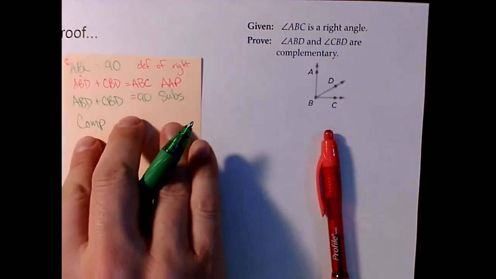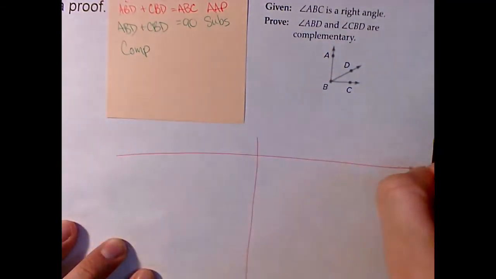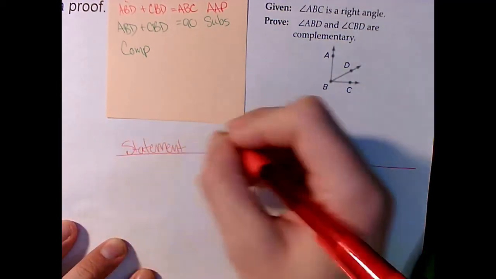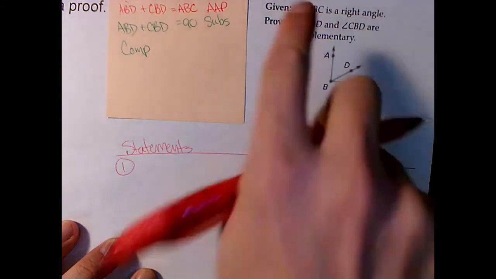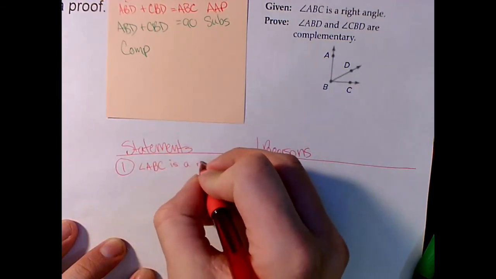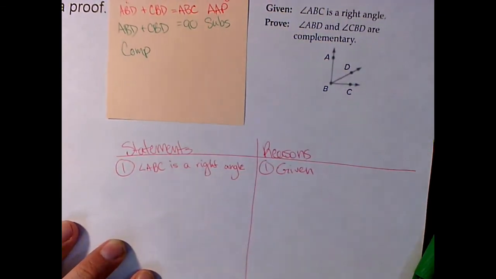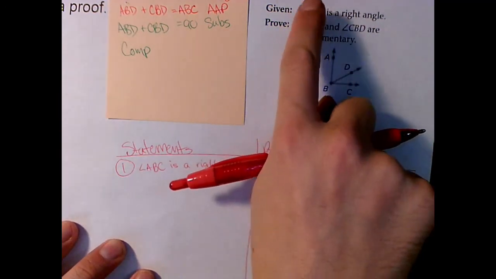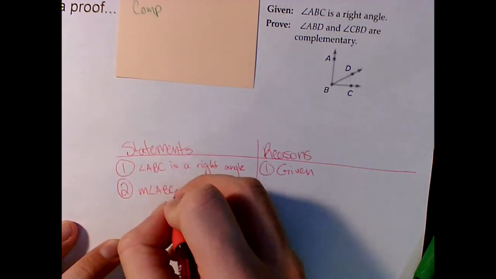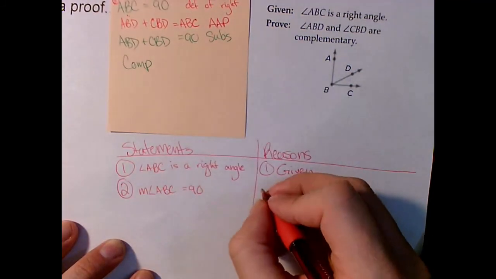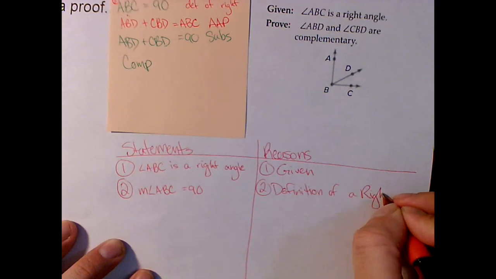So let me put this here. Let me write my proof. I feel like I should have more space here, so I'll do this. Statements, reasons. Statement number 1 is ABC is a right angle. It's my given. By using that phrase, I can then say that the measure of angle ABC is 90. The measure of angle ABC equals 90. And that is the definition of a right angle.